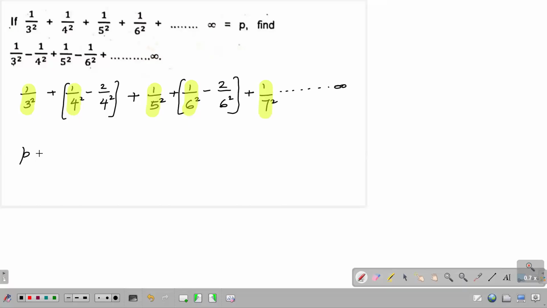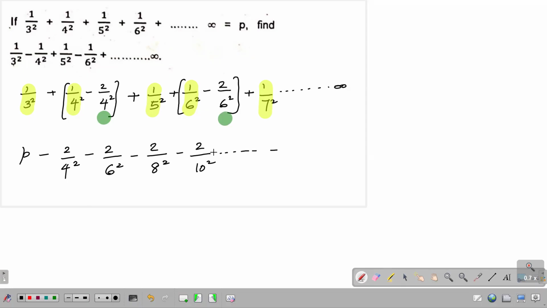So I will just go for that P minus 2 by 4 square. What is remaining here is this 2 by 4 square. Minus 2 by 6 square. In that pattern, when you consider, you can say it is minus 2 by 4 square minus 2 by 6 square. If it goes, it will come like minus 2 by 8 square minus 2 by 10 square, and so on and so forth. Got it?